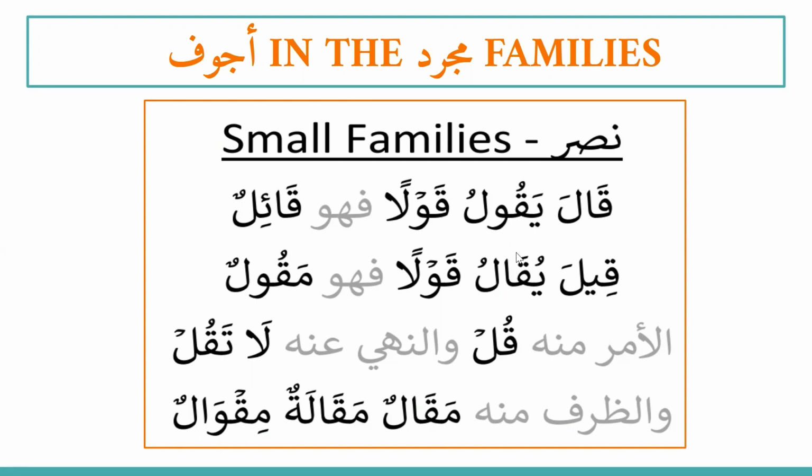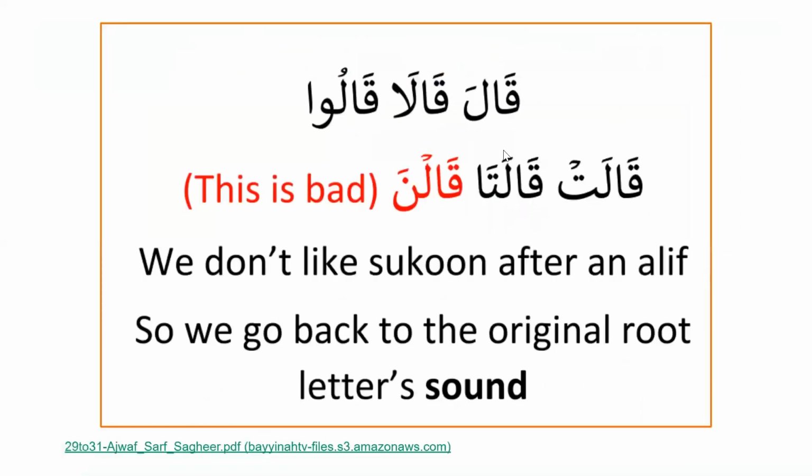Past tense has so many irregularities, and then the present tense, then the ism fa'il, then the past passive. So with Ajwaf, our strategy is to do one type of word, like the past tense word, and do a sarf kabir of that. So today we are going to take past tense of Ajwaf words in small families. We are only going to do sarf kabir of past tense. So let's take this qala and do a sarf kabir of past tense.